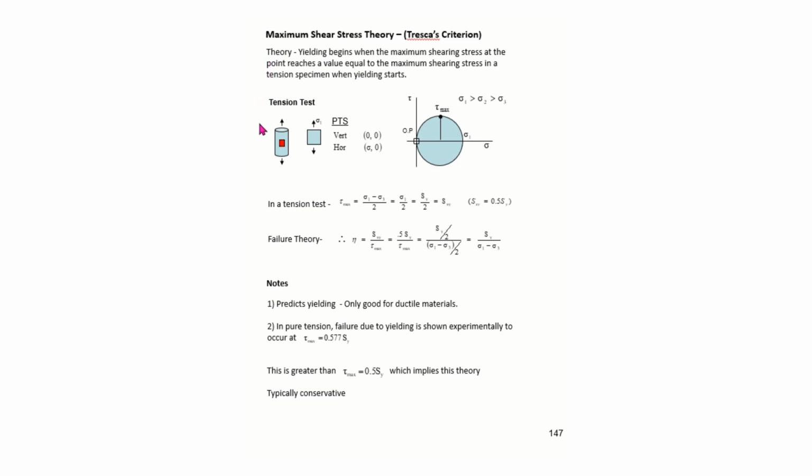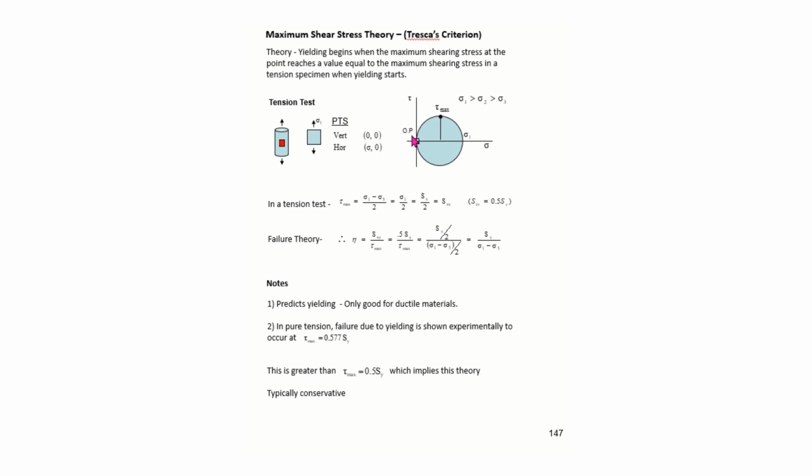So if we look at this, we take a tensile specimen and we draw the stress element for it. This is what the stress element would look like. We would have a normal stress P over A pulling on this stress element and no other stresses. So my vertical point is going to be given by 0, 0. My horizontal point is going to be given by sigma, 0. So I draw my vertical point here at the origin. I come out to sigma and 0 and draw my horizontal point.